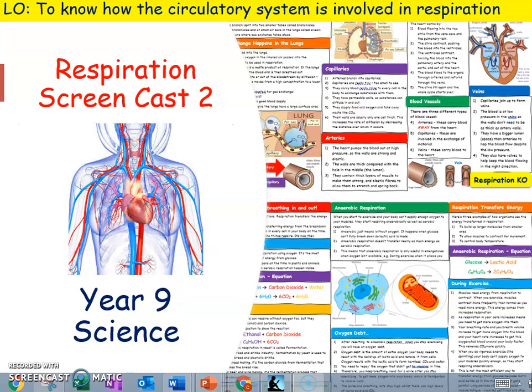Today we're going to look at how the circulatory system is involved in respiration. Hopefully by now you know how this works and you've got both of your knowledge organiser sheets and your question sheet in front of you.